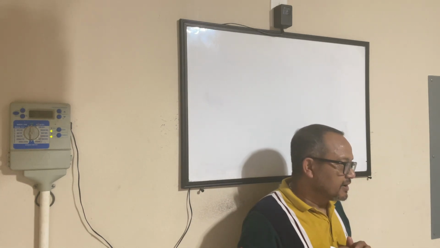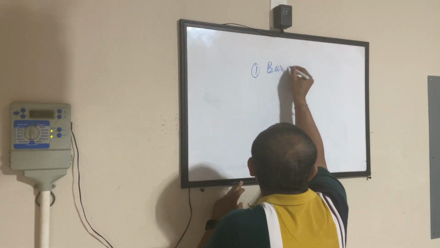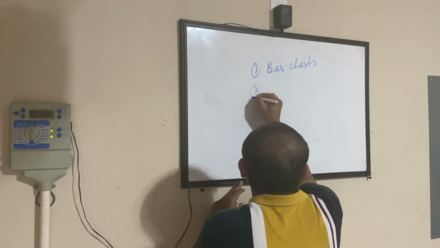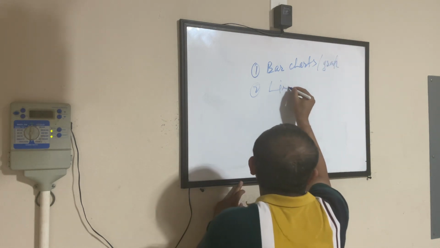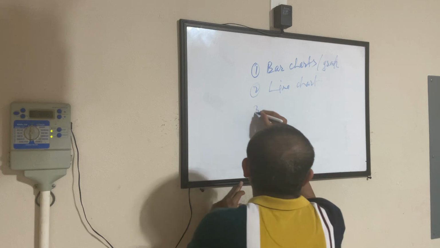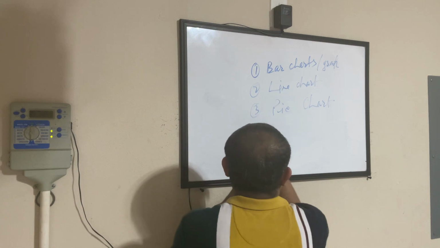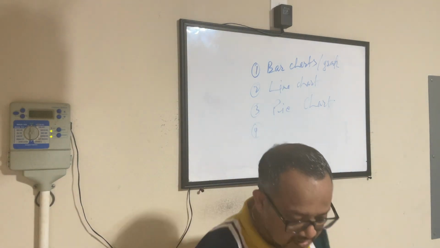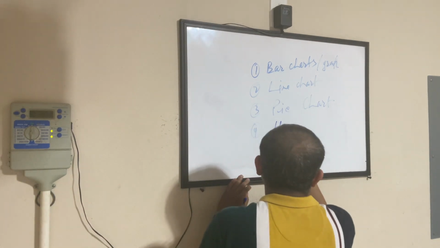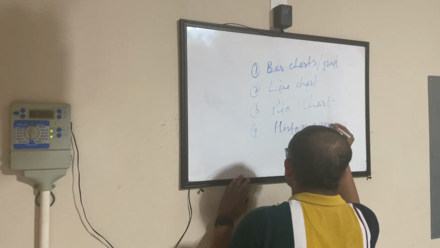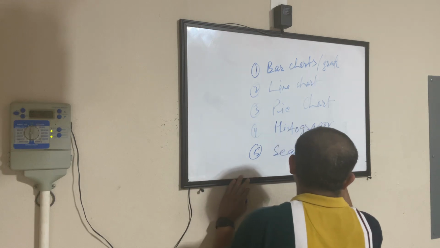Okay. Now, there are different tools and techniques that we'll come across, and those are bar charts. Bar charts or graph, whatever you call it. Line chart, pie chart. Then you have something called histogram. Then you have scatter plots.